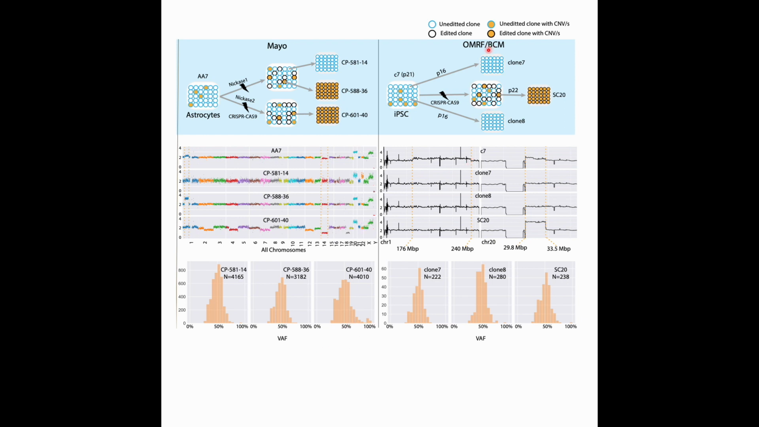Similarly, for the Oklahoma experiment, we got one edited line, one parental clone, and two edited clones from the parental line. We saw two low frequency duplications, one on chromosome 1 and another on chromosome 20. The duplication on chromosome 1 is not present in any of the other clones, but the duplication on chromosome 20 is present in the edited clone but not in the parental clone. We also looked at their allele frequency distribution, which is also close to 0.5.